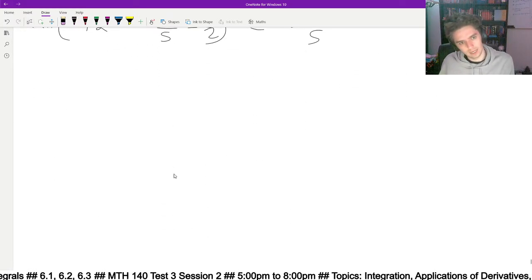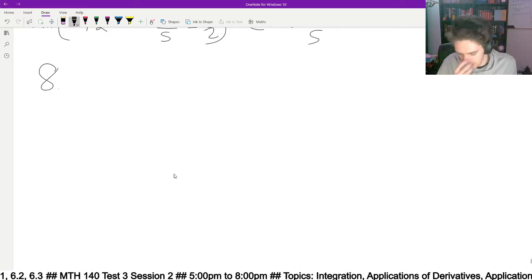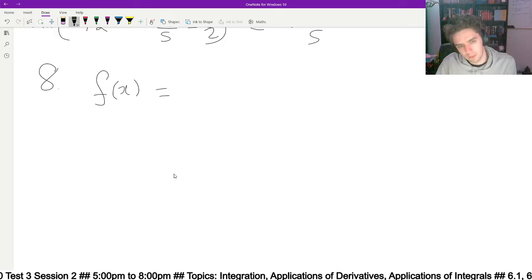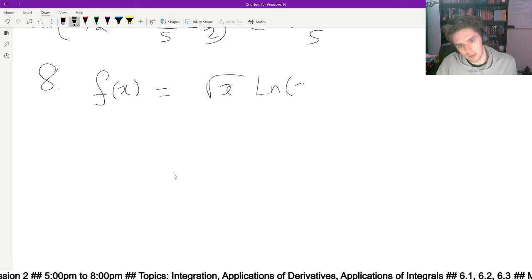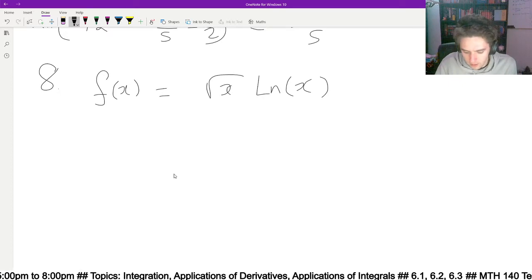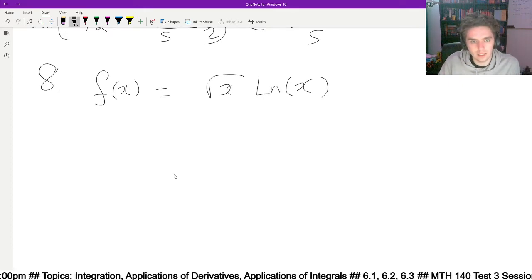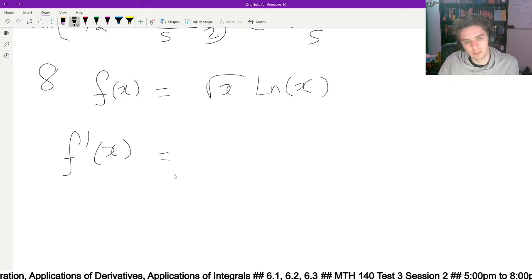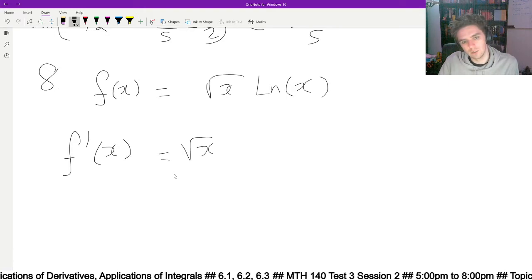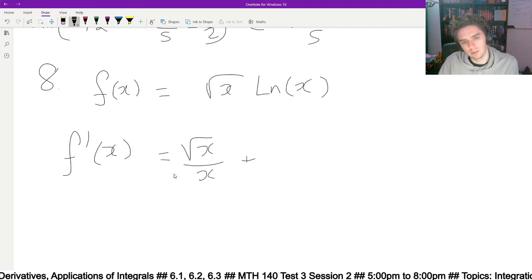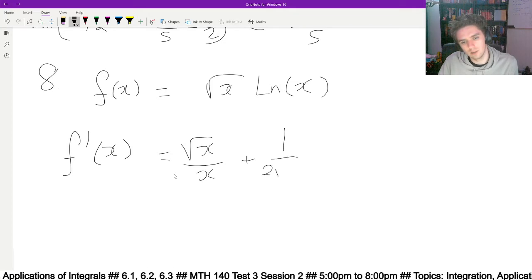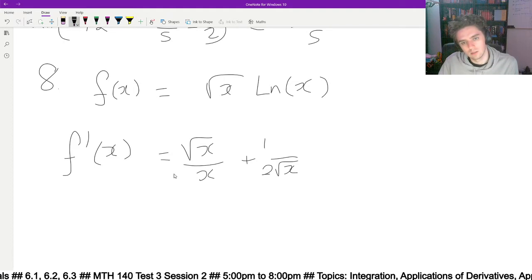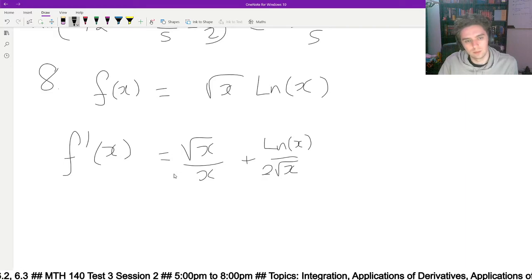So number 8 is: consider the function f of x equals root x ln x. Find the intervals where f is increasing or decreasing. Okay, so increasing or decreasing changes when f prime of x equals 0. So the derivative is the first one times the derivative of the second one plus the derivative of the first one times the second one. So ln x. So just took the derivative.